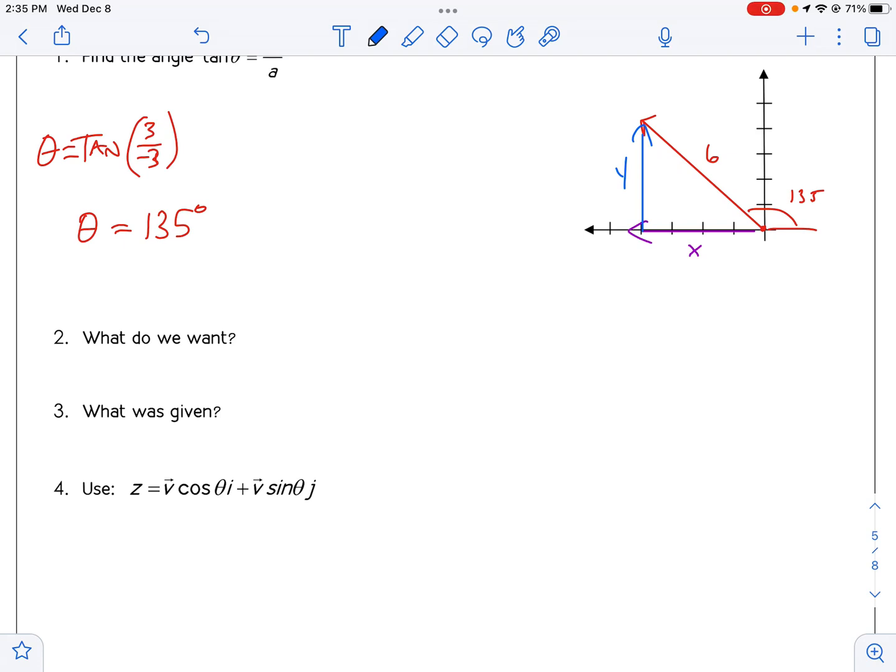So to find the x component, I'll do that one in purple. The x component is going to be the magnitude of my hypotenuse multiplied by the cosine of 135. Now if I want this as an exact value, which in this case, since 135 is a special triangle, I can do that. So x here would be 6 times negative root 2 over 2. So my x component is going to be negative 3 root 2.